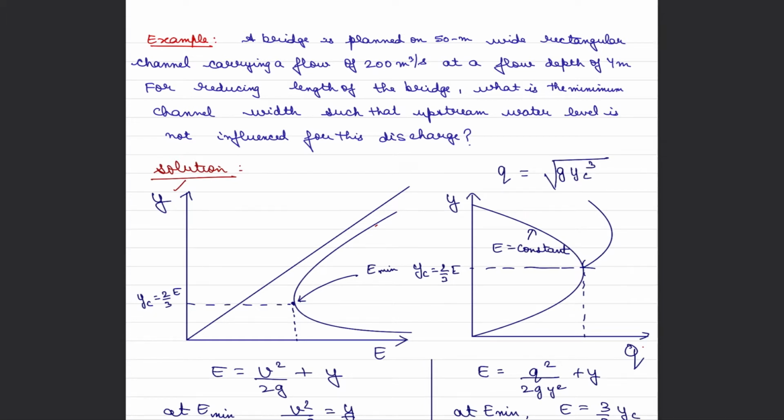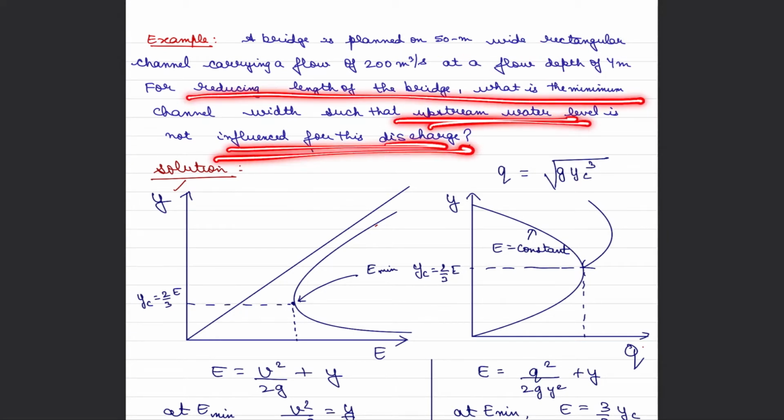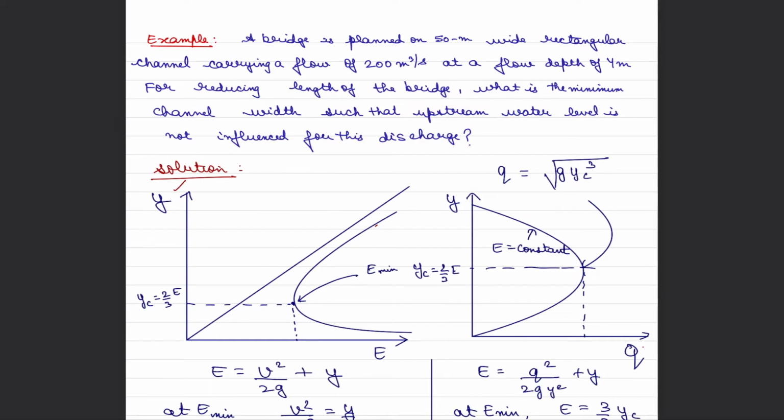So the question that we are trying to look into says that a bridge is planned on a 50-meter river, which is rectangular in shape, and the flow that it carries is 200 meter cube per second. Flow depth is given as 4 meter and we have to reduce the length of the bridge such that upstream water is not influenced for this discharge. So when you build a bridge, you are inducing some disturbance and we don't want that disturbance to go upstream for given discharge conditions.